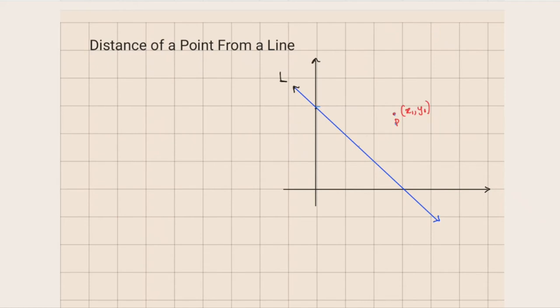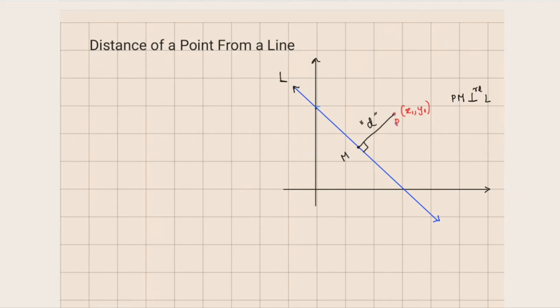Okay, I will draw here. Draw a perpendicular from P to the line L. Let's say this is the point M such that PM is perpendicular to line L. So this length of PM, let's say this is D. This D is the distance of a point from a line. So we need to find the distance D here.